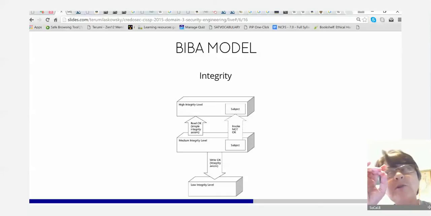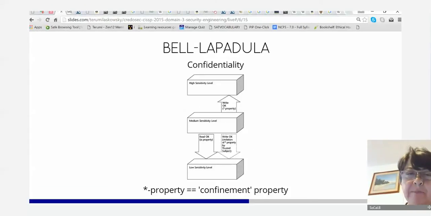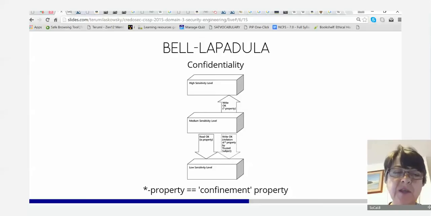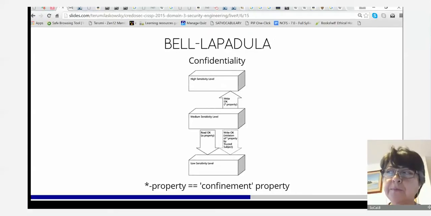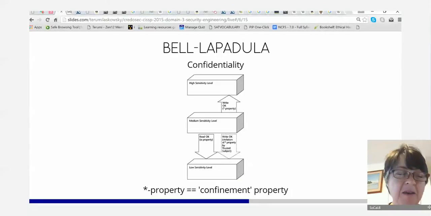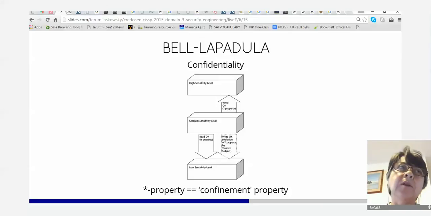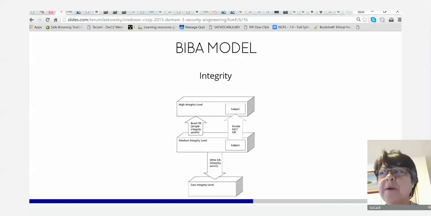But do you see any relationship between the BIBA model and the Bell-LaPadula model? Do you see any connections? There's the BIBA model. Here's the LaPadula model. Anything at all? Chris? It's reversed. Exactly. It's flipped. Everything's flipped on this. But then you say, well, look, we're talking about apples and oranges here. One's talking about confidentiality, where the highest level is high sensitivity, whereas in the BIBA model, you're talking about high integrity.